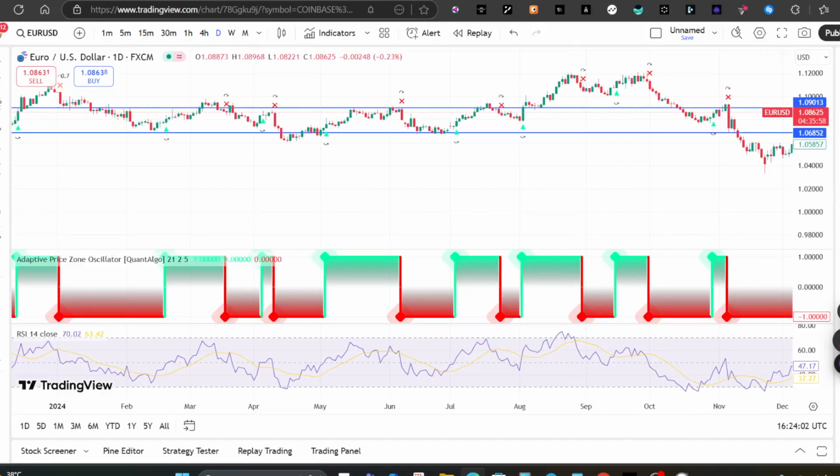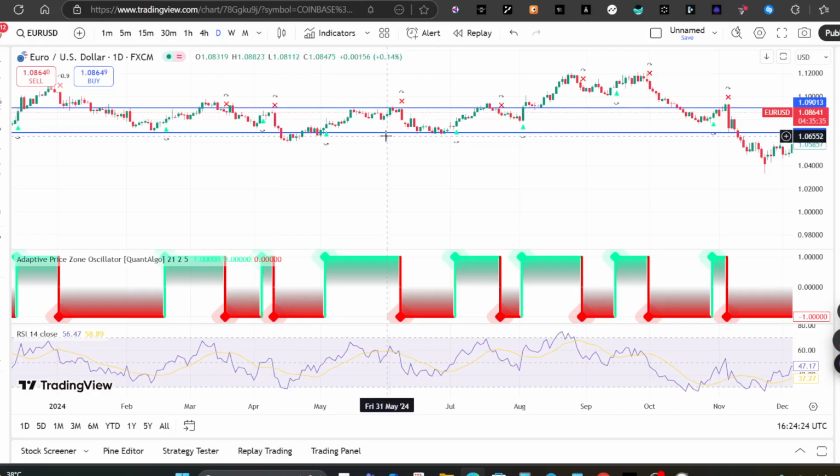Now let us go ahead and look at a quick example to see how the price zone oscillator works in real time. Here you can see that the price is approaching a support zone, for example around here, as indicated by the oscillator signal. Notice how the price has previously bounced at this level. This is a clear indication that the market sees this as a strong support level.